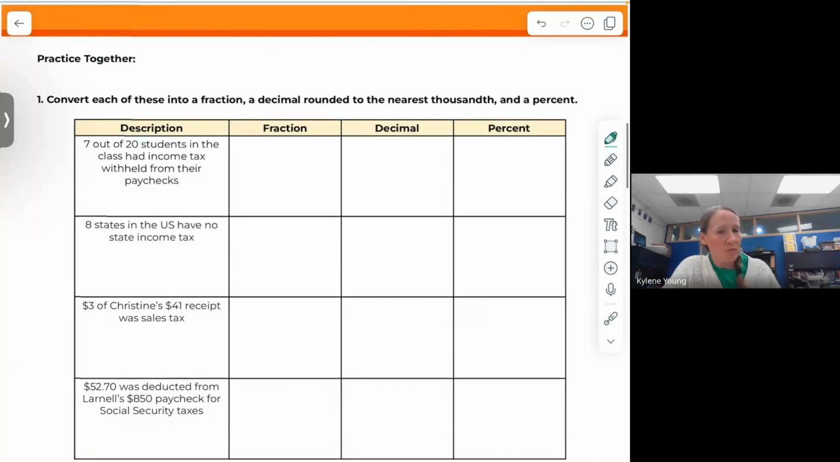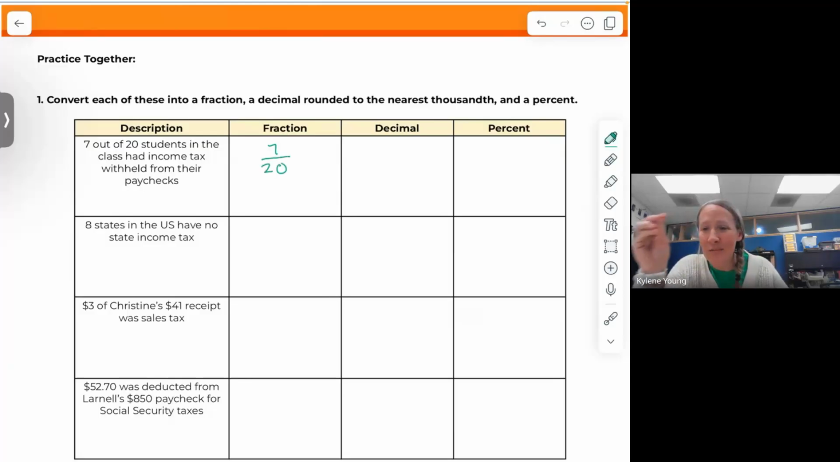Let's go ahead and do one of these practice problems together. And then I want you to pause the video and come back to the video, and I will fill in the answer key for you. But I want you to try to do some of these problems on your own. Let's do the first one together. So we have a description. 7 out of 20 students in the class had income tax withheld from their paychecks.